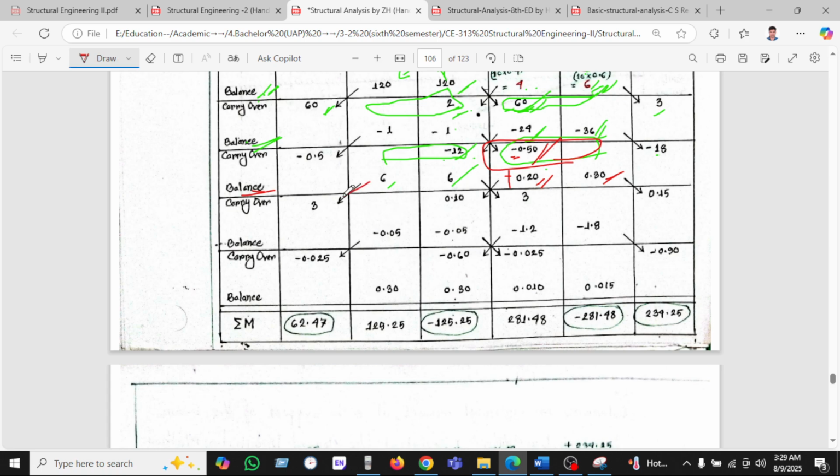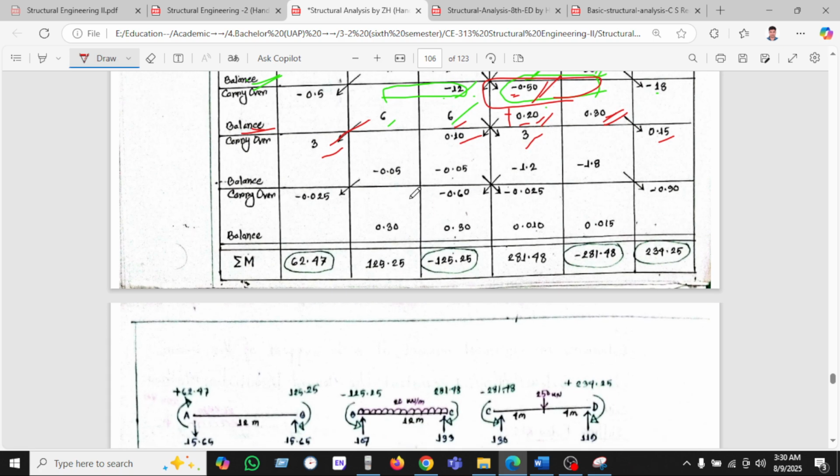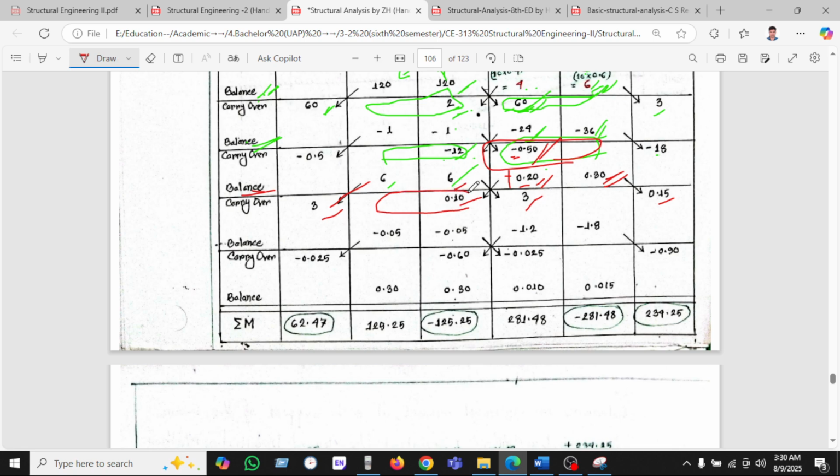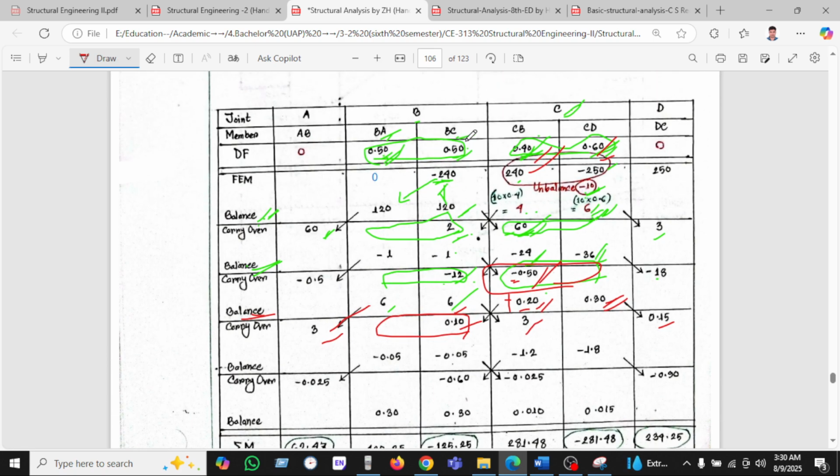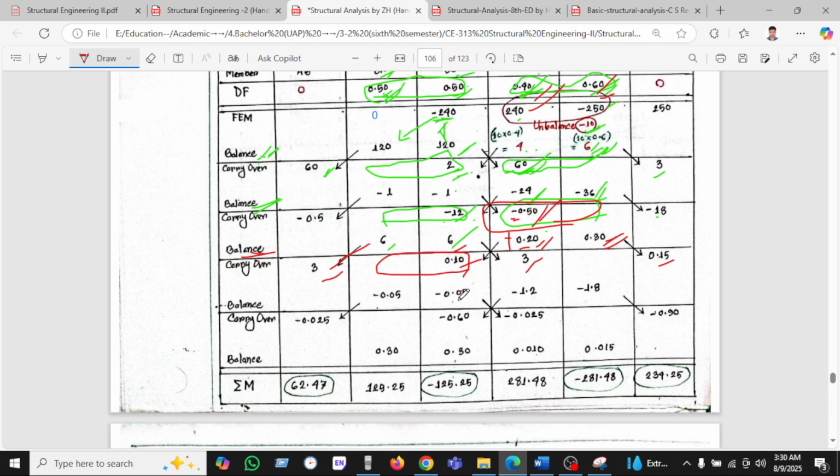Okay, now we'll go to the same. Carryover is 6 divided by 2 is 3, and 6 divided by 2 is 3, and 0.20 divided by 2 is 0.1, 0.3 divided by 2 is 0.15. And last, in the same way we are distributing here 0.10 into 0.50, which is 0.5, and 0.3 into 0.40 is 1.2, and 0.3 into 0.6 is 1.8, and then distribution 0.9, and also distribution 0.025, and 0.60 and 0.25.